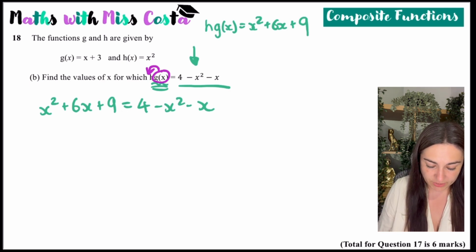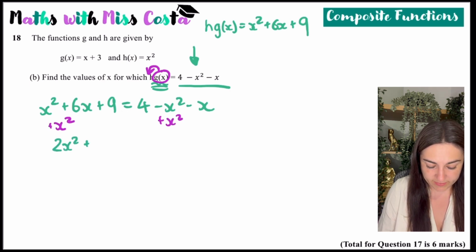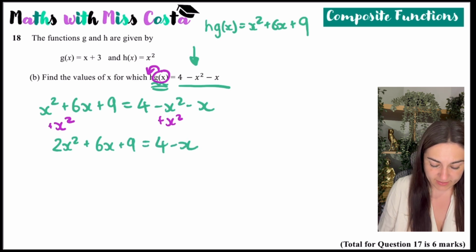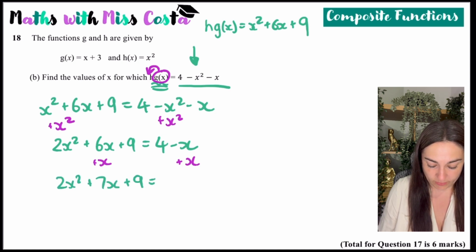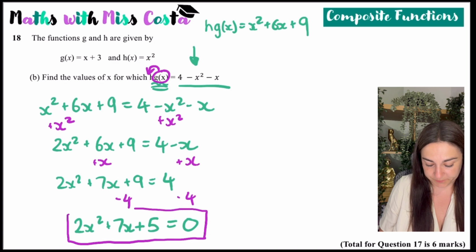So what can I do first? Well, I could add on x squared to both sides. So I'd be left with 2x squared plus 6x plus 9 equals 4 minus x. I could then add on x. So I've got 2x squared plus 7x plus 9 equals 4. And then I could subtract 4. So 2x squared plus 7x plus 5 equals 0. So now I've got a quadratic.